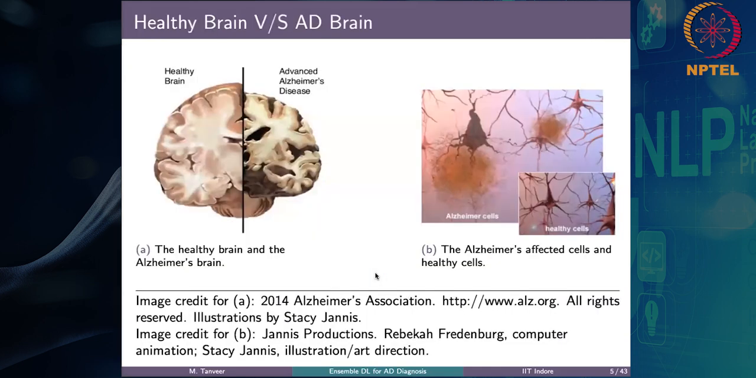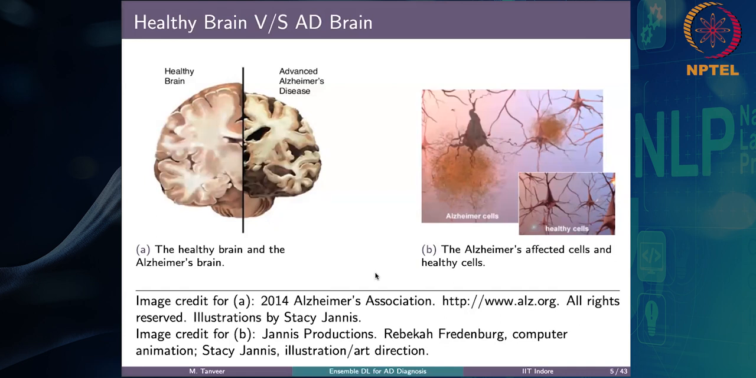If we see here, we have two different kinds of brains. One is a healthy brain and another is an Alzheimer brain. In the first figure, figure A, this image illustrates the tangible impact of Alzheimer disease on the brain. On the left side is the healthy brain, and on the right-hand side you can see the Alzheimer brain. You can see a significant difference between these two brains. The right-hand side reveals a noticeable size disparity between affected and healthy brains.